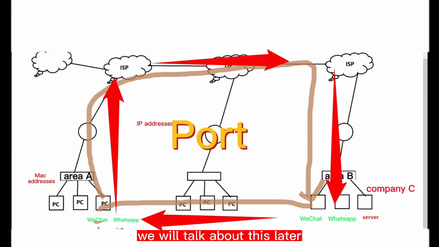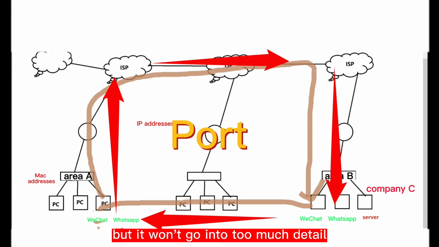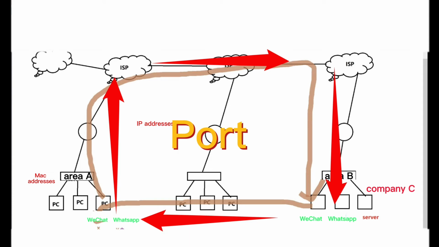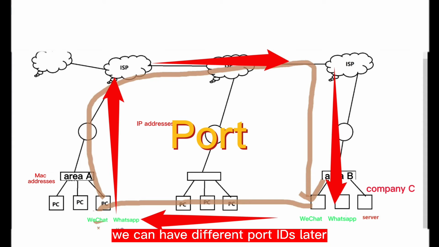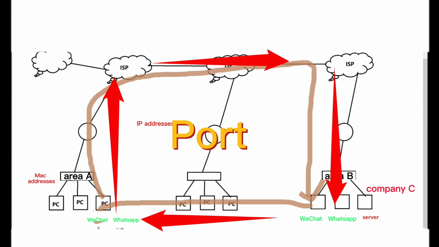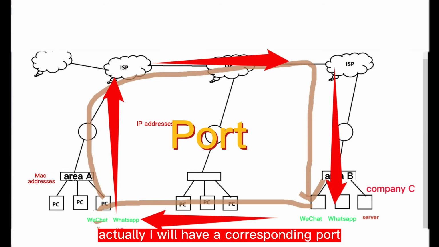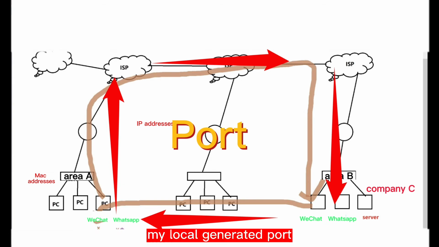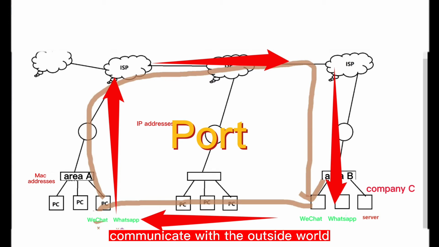We will talk about this later, but it won't go into too much detail. Just understand that we have developed a new variable, the port, and we can have different port IDs later. First of all, you need to know that every time I want to access a process locally on the device, I will have a corresponding port, which is a randomly initiated port, a random port greater than 1024. This port is recorded locally, and I carry this port when communicating. My locally generated port is used to communicate with the outside world.